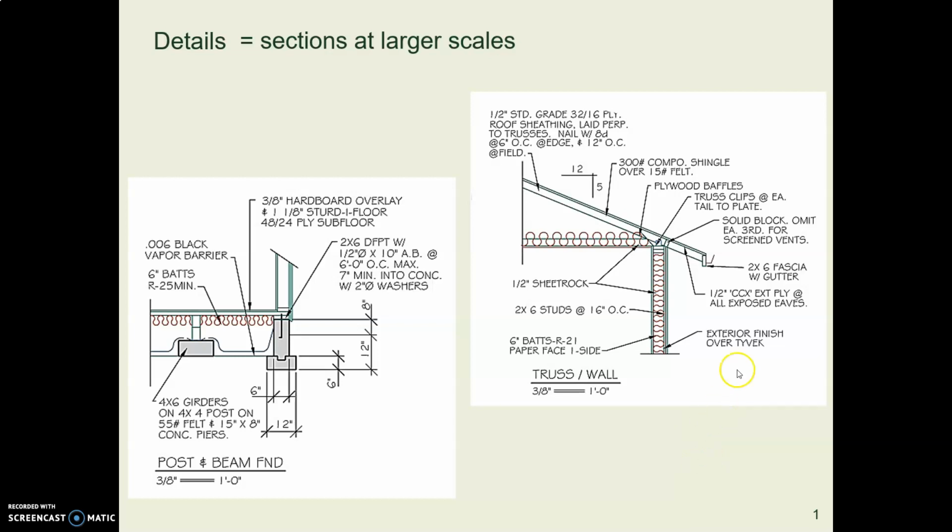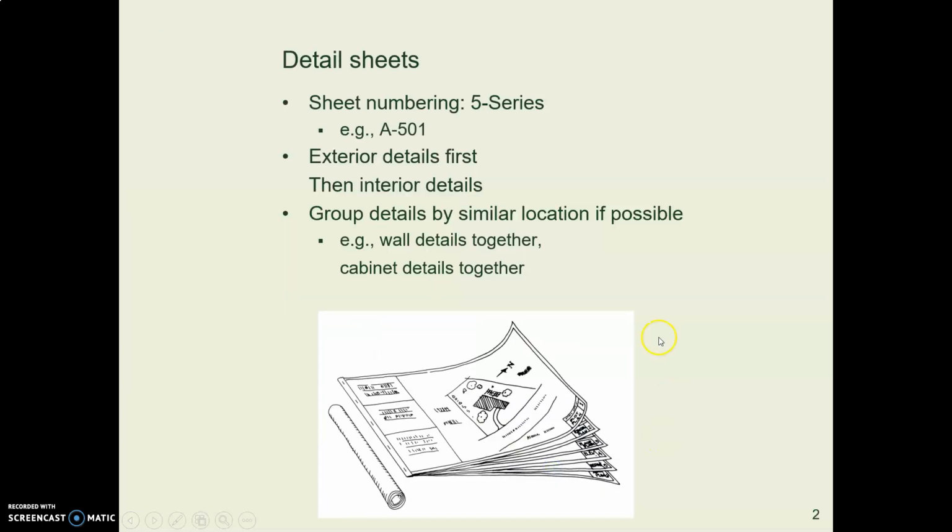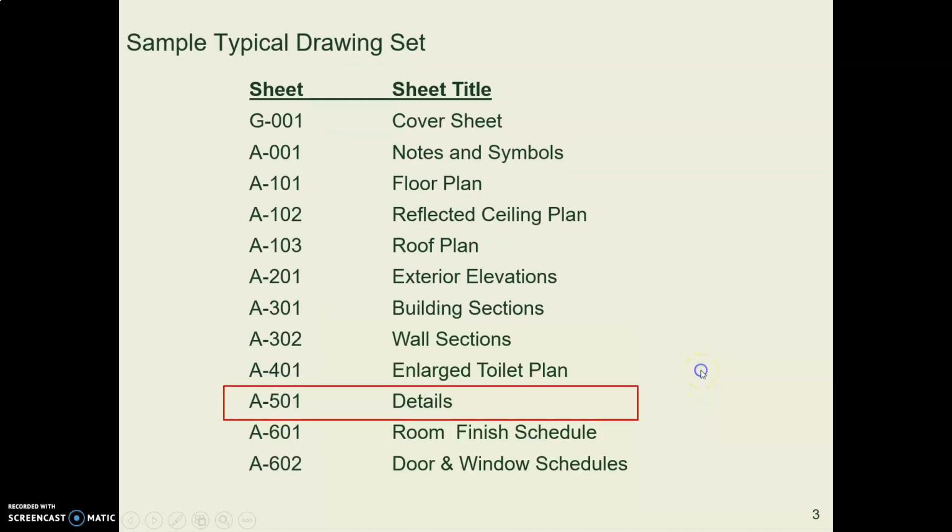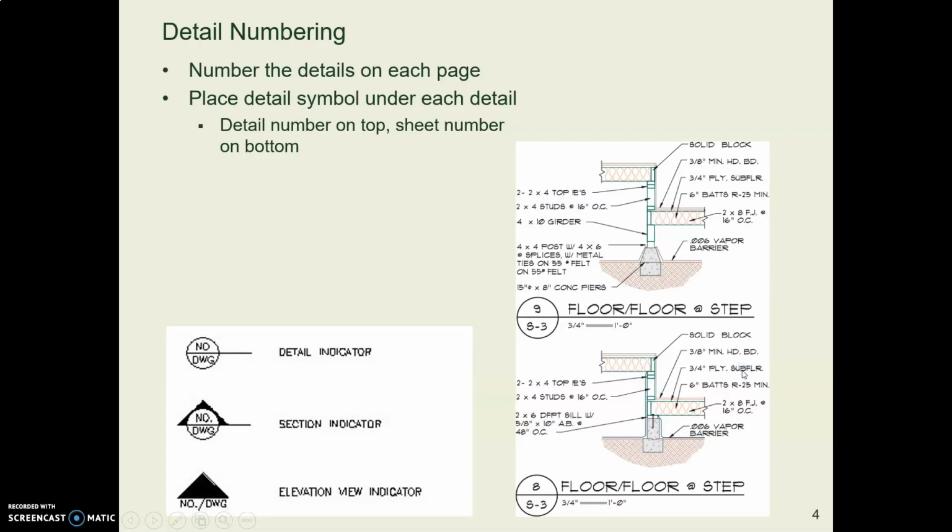Sometimes you want to zoom in and show a detail of some connection in your building at a bigger scale. A detail is just a section drawing at a big scale. The sheet numbering, notice in these sheet sets we've been working our way from bigger to smaller, from general to specific. So in the numbering of the sheet sets, the 300s were sections, the 500s are details, even though they're actually sections. And we number the details.